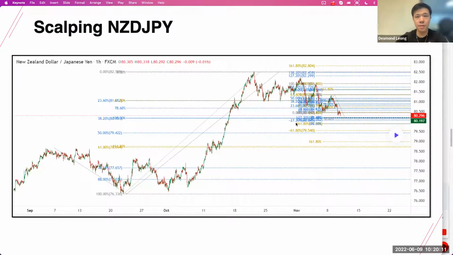It might look a little bit crazy to you guys over here, but you can see how I have, let me just pick up my drawing tool, identified all these levels here as a key support level. So I'm looking to play the quick bounce over here. So this is scalping. I'm even using the 1-hour chart on it, okay?